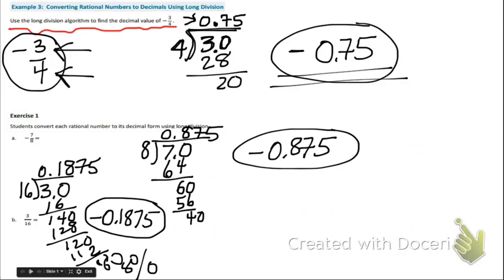And again, you can see I'm paying attention to the fact that I need negatives. So negative 7/8 as a decimal is negative 0.875. Actually, it's not negative here, is it? I'm sorry. This is actually 3/16, which is 0.1875. Alrighty, and you can see the steps I went through.